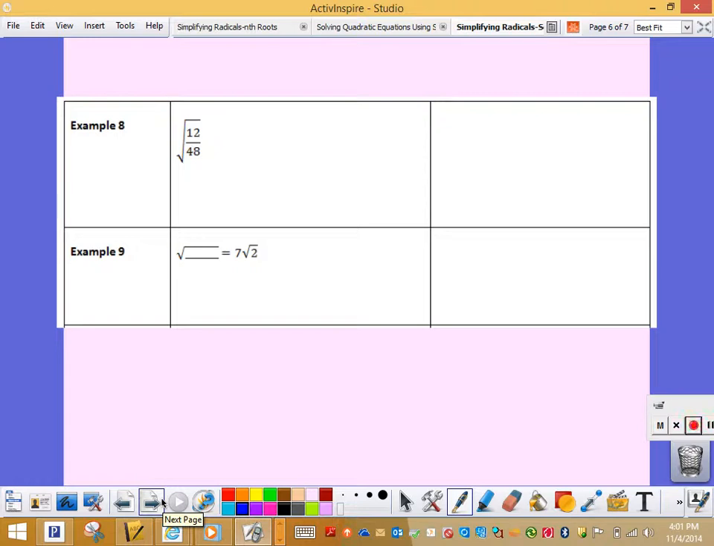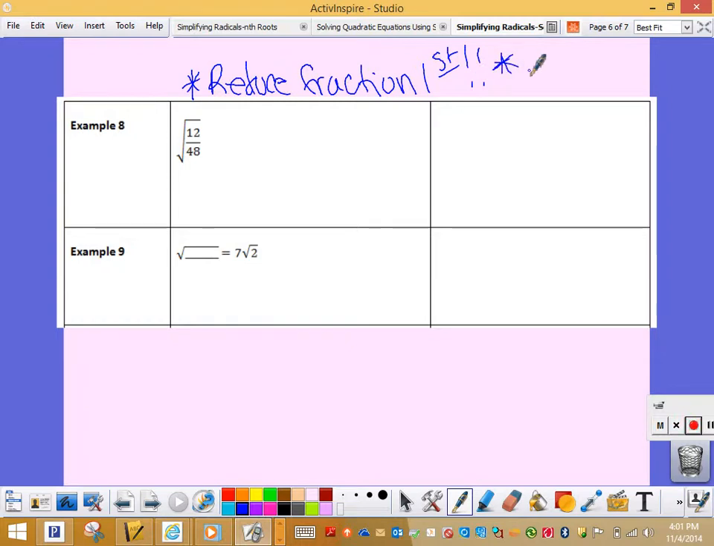And right away, I'm going to make a little note. First, you want to reduce your fraction, if you can. So simplify that fraction. And we have 12 divided by 48. I know I can divide each of those by 12. And I'll get the square root of 1 divided by 4.